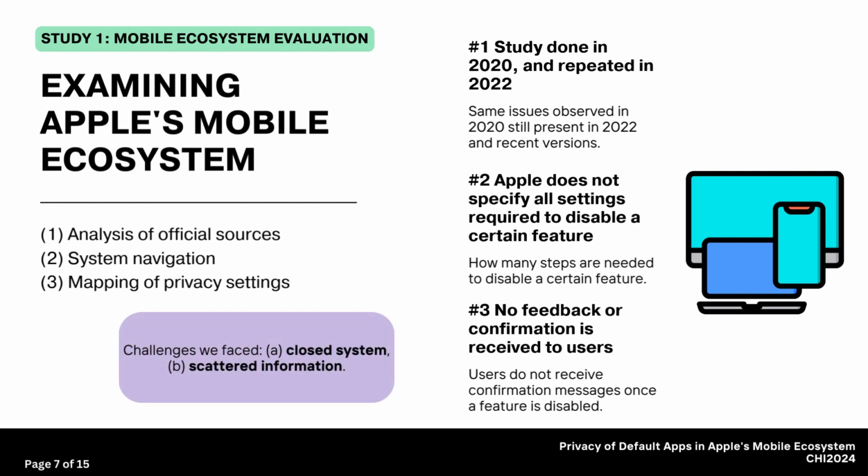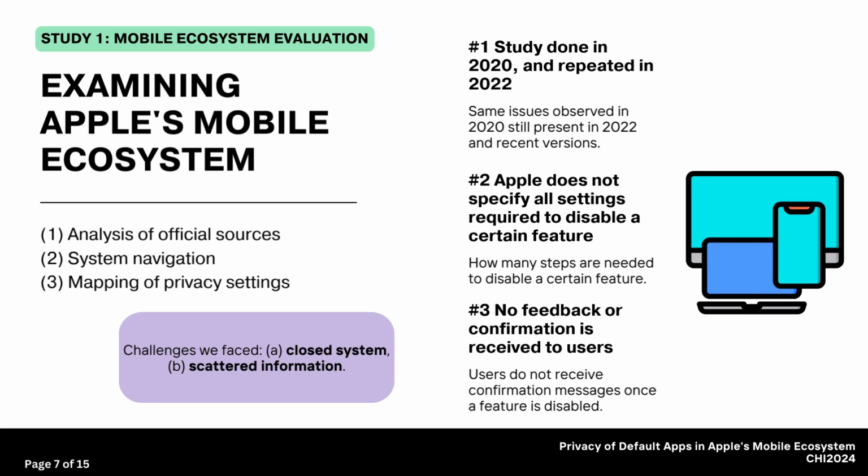Some of the challenges we faced when conducting the first study were the closed nature of the ecosystem, meaning the lack of disclosure for some specifications about the processing of personal data. Secondly, the scattered information. When reading the privacy policy of Apple, we discovered that the controls for some apps were described in other apps, and some controls were not even mentioned.